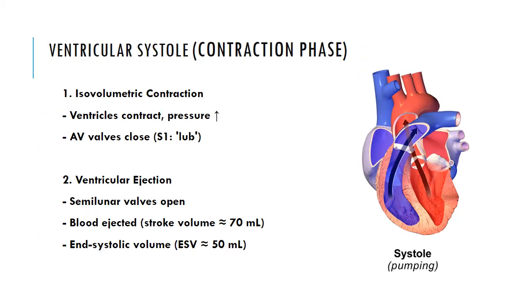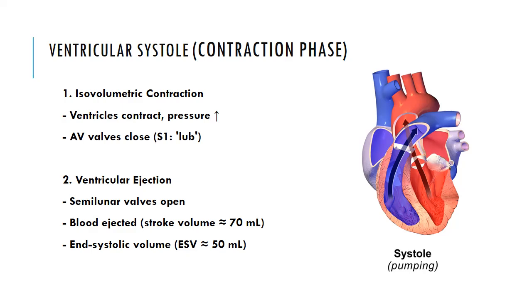Next comes ventricular systole, the contraction phase. This happens in two steps. First is isovolumetric contraction. The ventricles squeeze, pressure rises, and the AV valves snap shut, producing the familiar first heart sound, or lub. At this point, all valves are closed and no blood leaves yet.